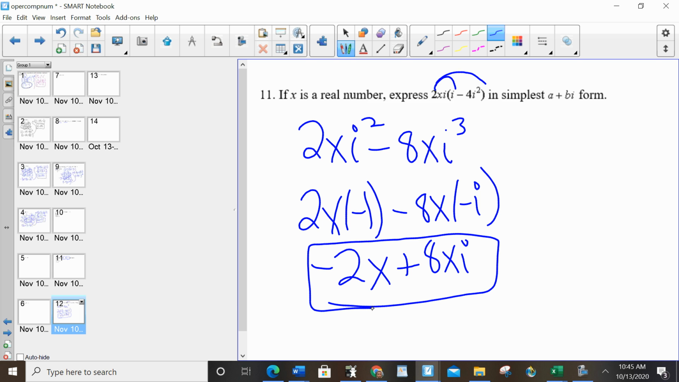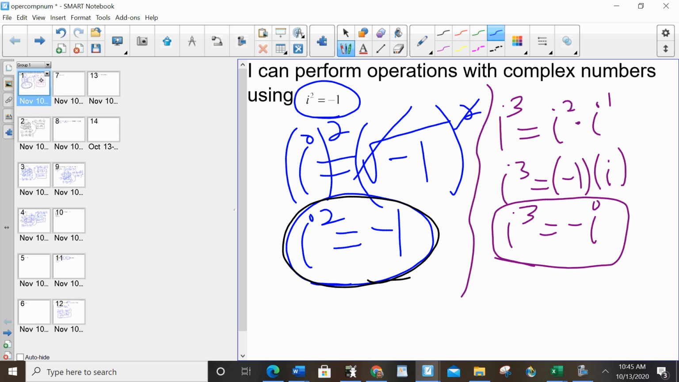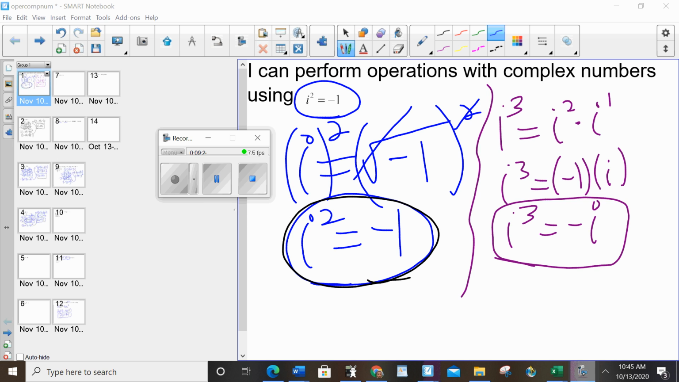And that's my answer. Your classwork/homework is to finish operations with complex numbers. Any questions, as always, ask me, and have a great day.